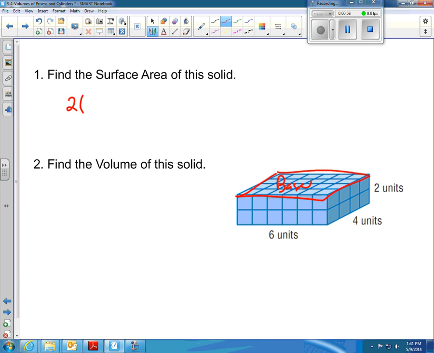That's our perimeter, times 2, which is our height. Plus 2 base areas, so 2, and our base is 6 by 4. We get 40, and 6 times 4 gives us 24, times 2 gives us 48. So we have a surface area of 88 units.